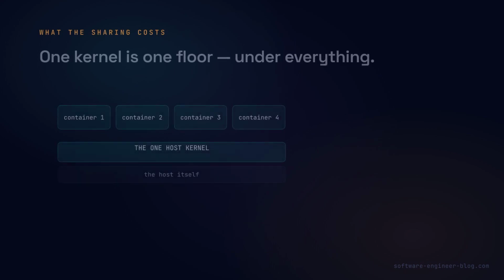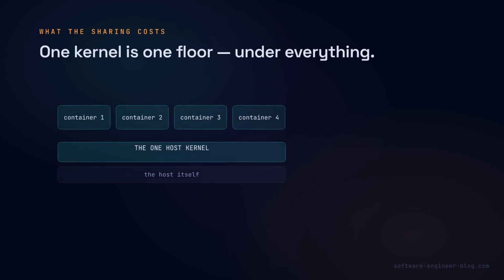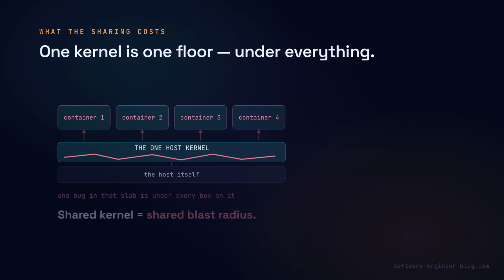Which brings us to what it costs. Every container on that server is trusted to the same single kernel. That kernel is the floor under all of them. If somebody finds a bug in it, the crack does not stop at one container. It runs under every container on the box and under the host itself.